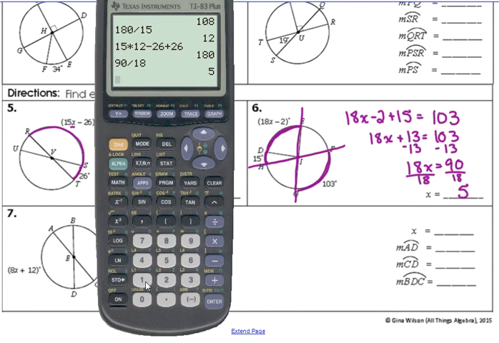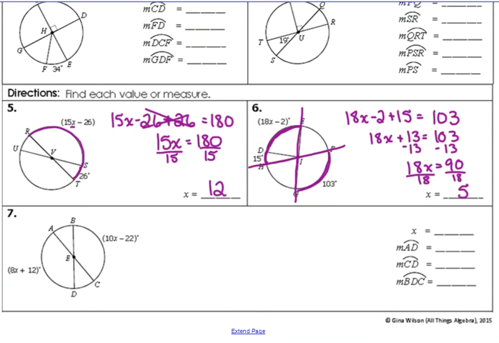Go back to your expression, 18 times 5 minus 2 plus 15, and that should equal, what did I do? I did 180, not 18. It's fun times. There we go. Should equal 103, and it does if you type it in correctly. Okay, any questions about 5 and 6? Let's look at number 7.